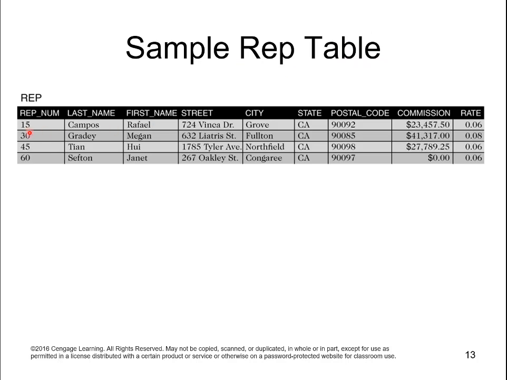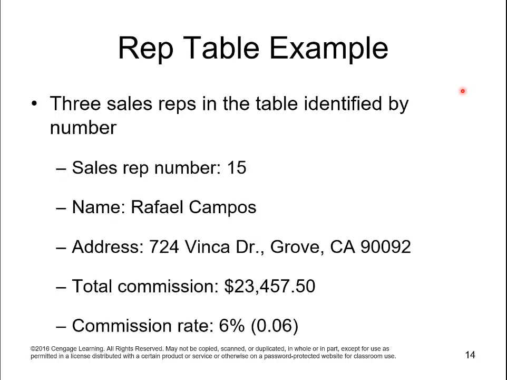But this is the rep table, and as you can see, we've got the rep num, the last name, the first name, the street, the city, state, postal code, commission, and the rate. So there's a lot of data here. This kind of goes over what we just talked about.